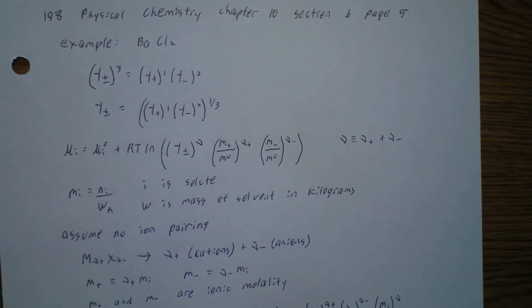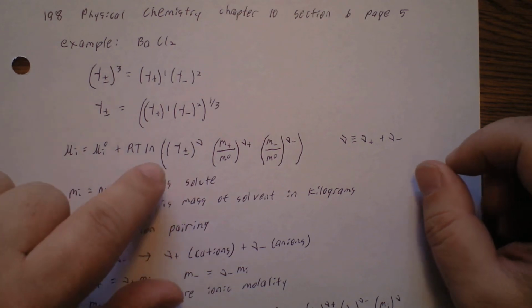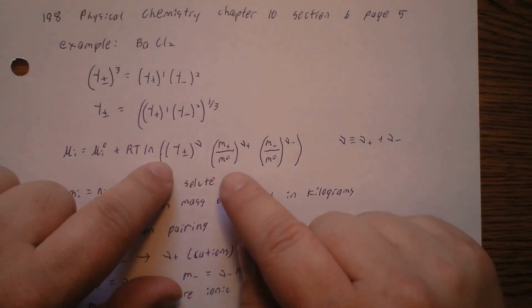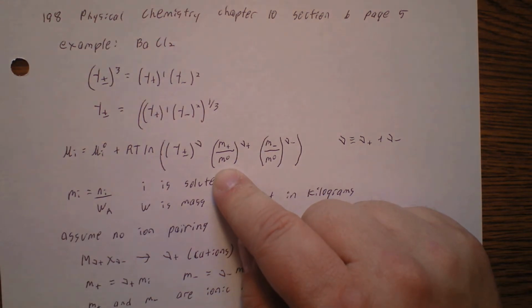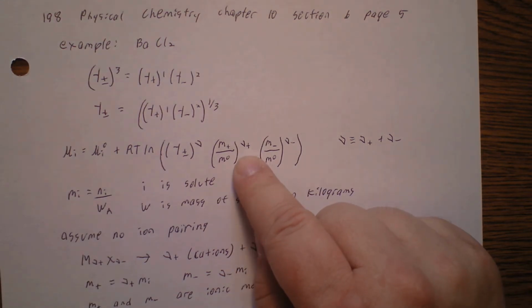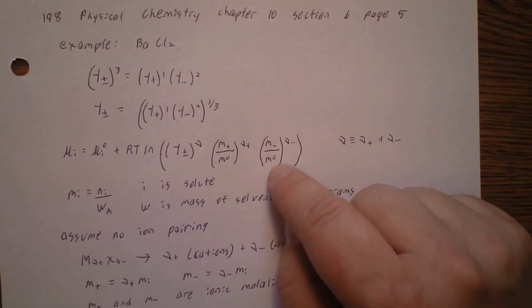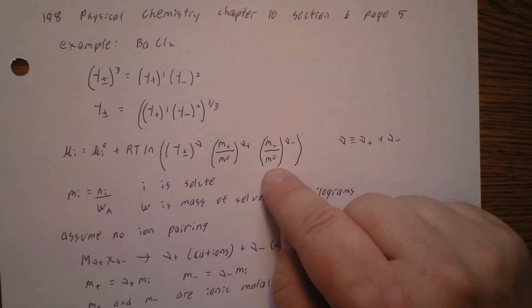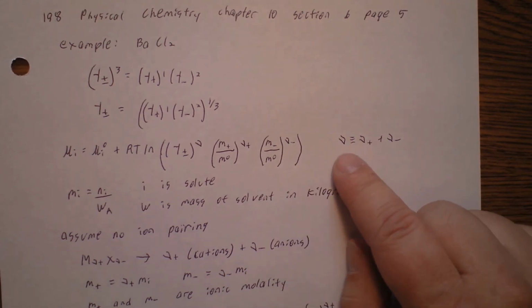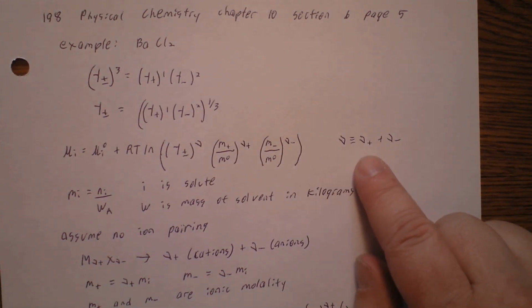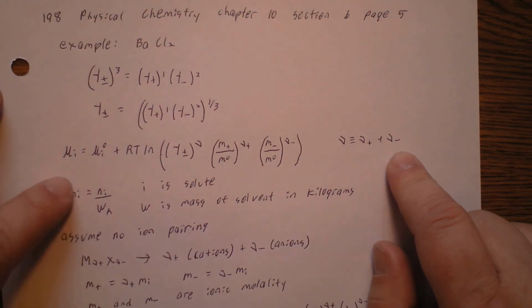Now let's say we have chemical potential of substance I is equal to the chemical potential of I in the standard state plus R times T times the natural log of gamma plus minus to the nu times the molality of the cation divided by the molality of the standard state to the nu plus power, times the molality of the anion divided by the molality of the standard state to the nu minus power. And remember, nu we got just by adding nu plus and nu minus. So add up all the numbers.